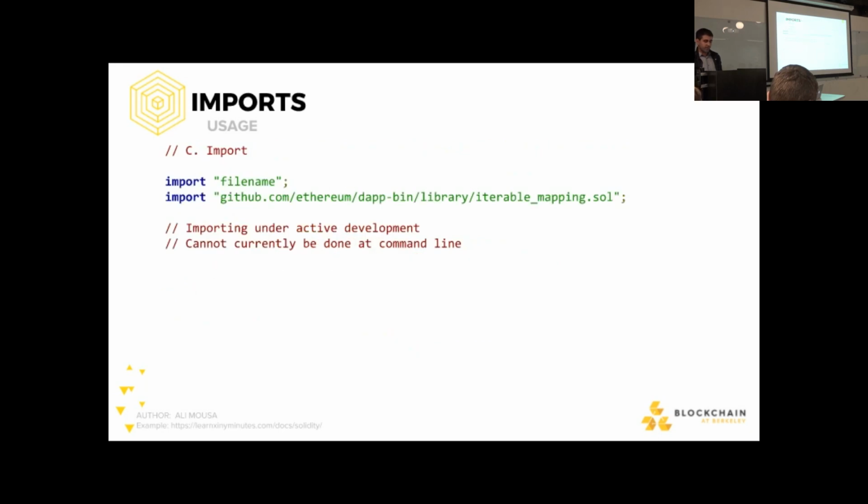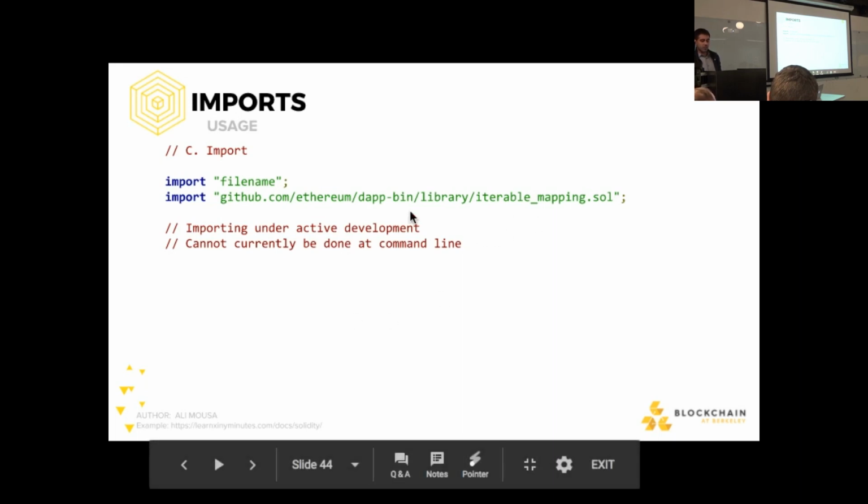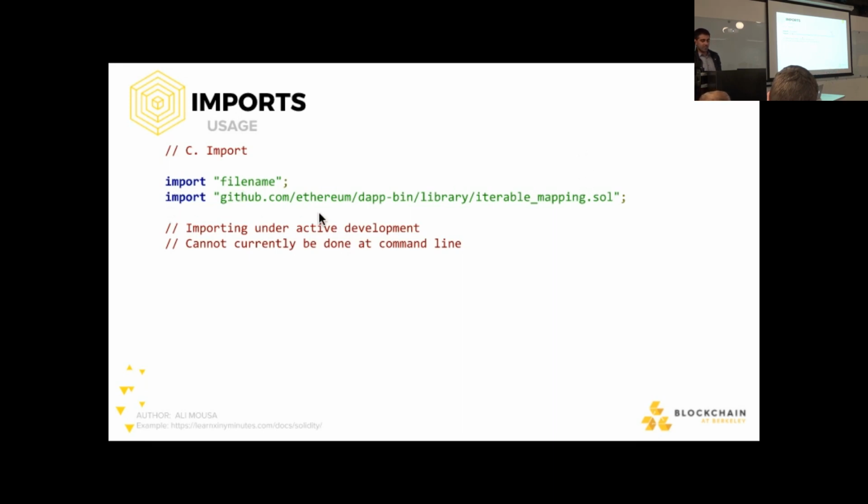We have imports. I think this is most useful when, say, you don't want to have to write string concatenation functions, or functions to iterate over a mapping. You can just import someone else's library from GitHub, which is really useful. People can actually live update code, interestingly enough, and that can be pretty useful if you want to change code after it's been deployed on the blockchain.